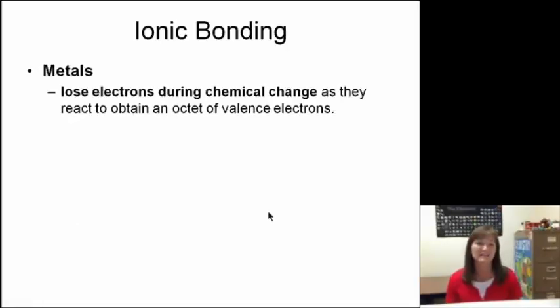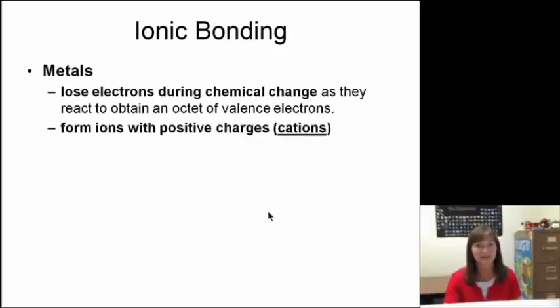Okay, ionic bonding. So a couple things about metals. Metals will lose electrons during a chemical change as they react to obtain an octet of valence electrons. So you'll want to have that memorized. Metals lose electrons. They are going to form ions with a positive charge, and here is a new vocab word because I have it underlined. An atom that has a positive charge is called a cation.